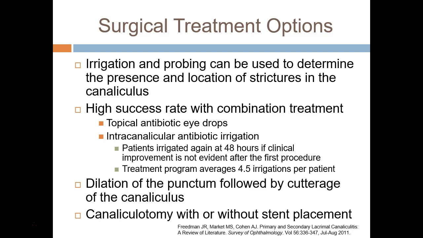If somehow you couldn't get it done after trying 2 or 3 times, then you can send the patient to an oculoplastic surgeon. They can do a dilation of the punctum with curettage of the canaliculus. They can do a canaliculotomy with or without stent placement. I've had probably 10 or 12 patients in my career go through the drama of tube placement and stents and all kinds of oculoplastic surgery. It's really quite a pain, to be honest with you, and I don't make that recommendation lightly. It's almost like real surgery.